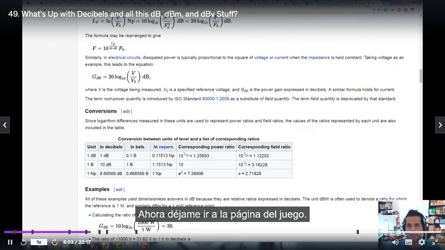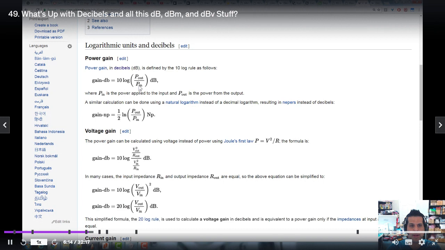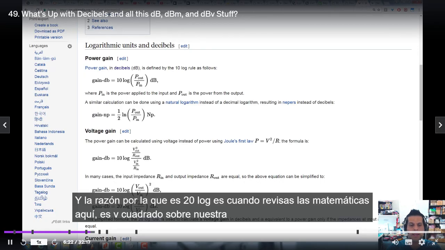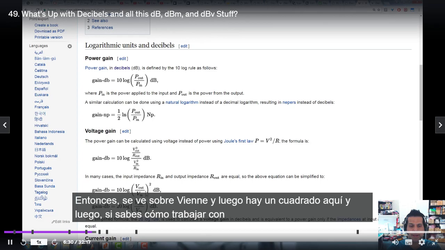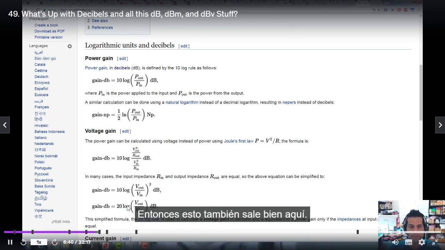Now, let's go to the gain page. So there's two different gains here. One of them is gain in dB when you're talking about power. So it's 10 times the log of P out over P in, all right? And if you're talking about voltage gain, come down right here, it's 20 log the output over the input, all right? And the reason why it's 20 log is when you go through the math here, it's V squared over R, right? That's power. So it's V out over V in, and then there's a square here. And if you know how to work with logs, whenever you have an exponent here, you bring it out and multiply it as the coefficient of the log. So this 2 comes out here, all right?